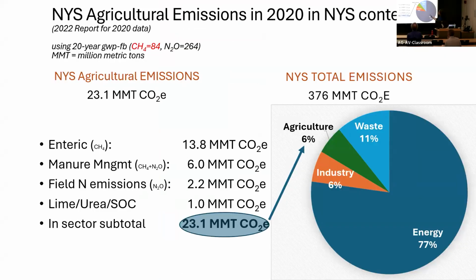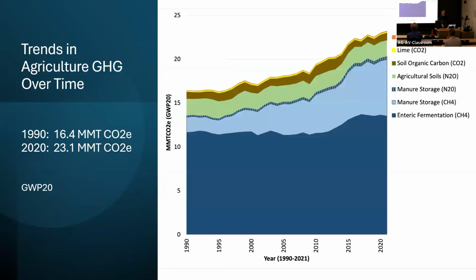Framing it differently, if we think about it in terms of the total, right, you can see agriculture is 6% and energy is 77%. And then here they are as a time course. The blue is methane from livestock systems. The green and the striped is from nitrous oxide emissions. And the brown, yellow, and orange are CO2 emissions from field activities.